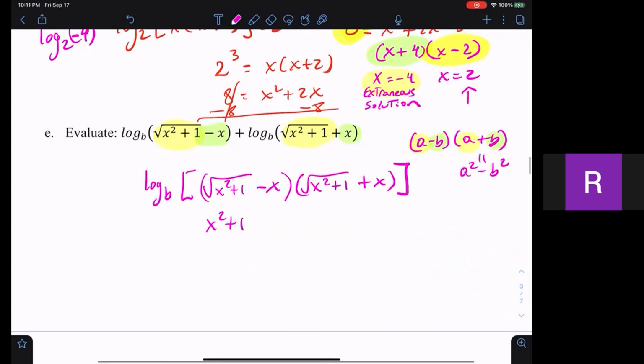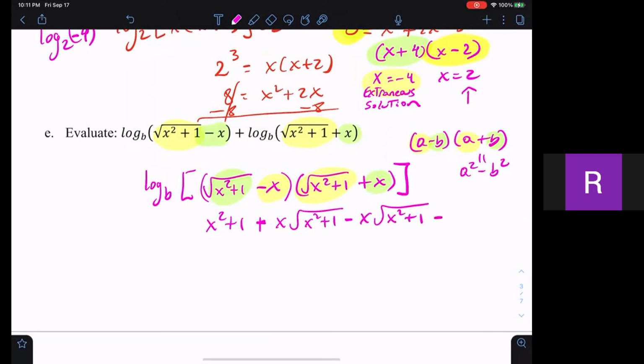Now you can FOIL it, right? So that's going to be this guy times this guy, so that's going to be x squared plus 1. And then actually this is plus, right? And then the other one is going to be minus. I'm doing this one with this one, right? And the last term is negative x times x. That's going to be negative x squared. So these cancel with this, right? These cancel with the x squared. So you have leftover log b of 1. And you know the log b of 1 is 0. So that's it. That's the end of that problem. Now this one.